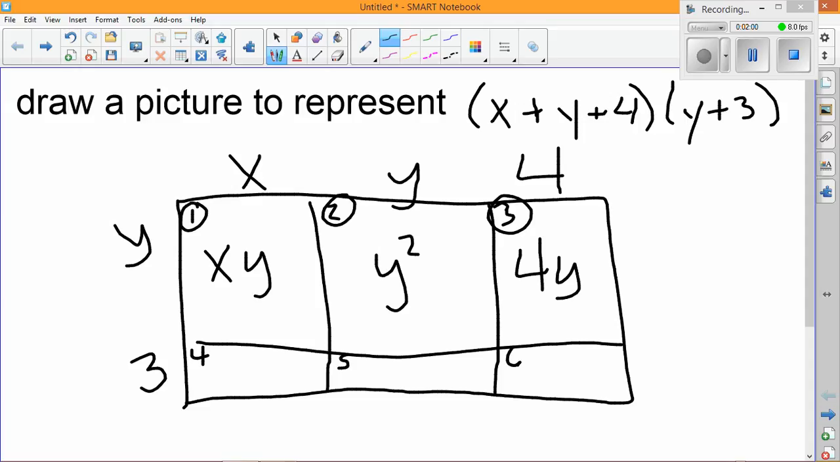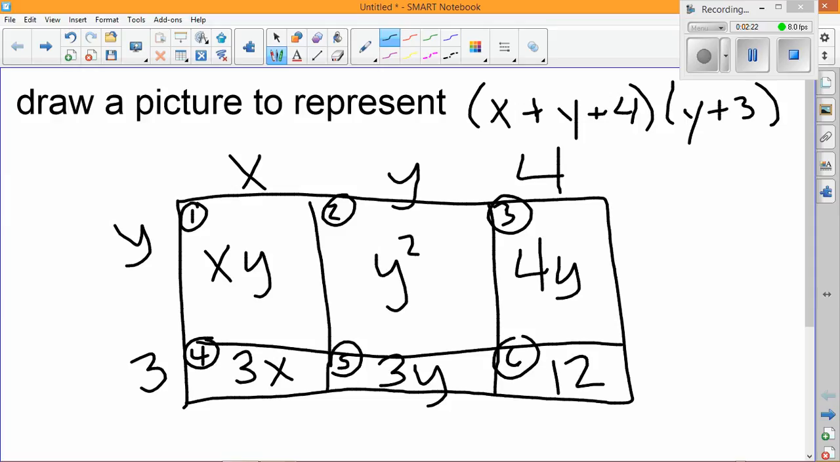Then we go down to the next couple rectangles. We have a width of 3 and length of x, so you're going to have 3x. In rectangle 5, you're going to have a length of y, a width of 3, so you'll have 3y. And in the last rectangle, you'll have a length of 4 and a width of 3, which is just 12.